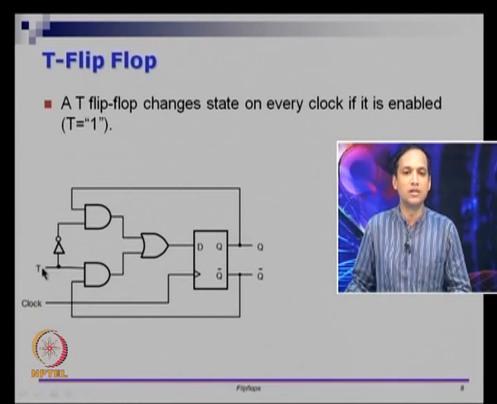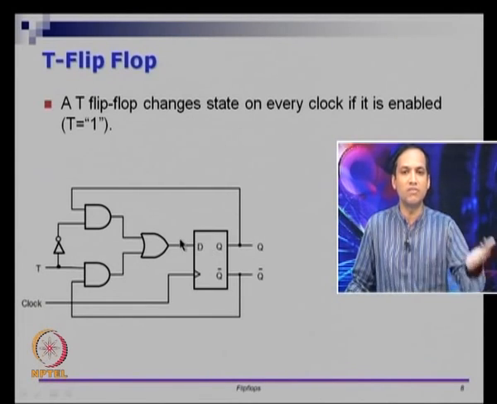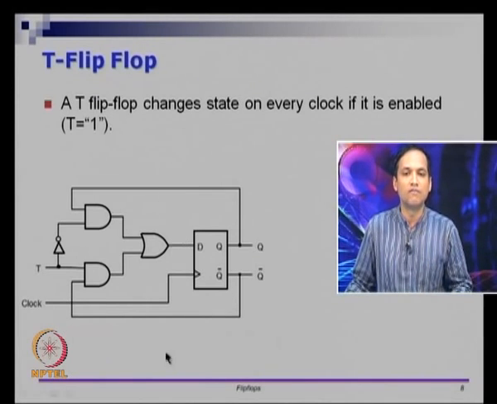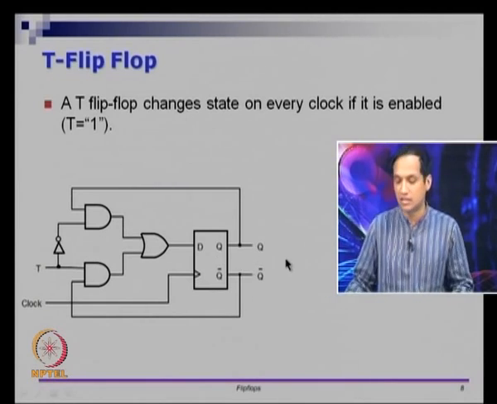However, if T is 0, then this is 1, so you have 1 and Q that goes as Q, and you have 0 and Q bar that goes as 0. So you have Q or 0, that is Q. So the D input is Q, which is the previous state of the flip flop itself. So the previous value was also Q, right. So when the flip flop's rising edge clock comes in, it takes the same value and copies it back to Q. So in that case, when T is 1, the circuit toggles the value. If T is 0, the circuit does not toggle.